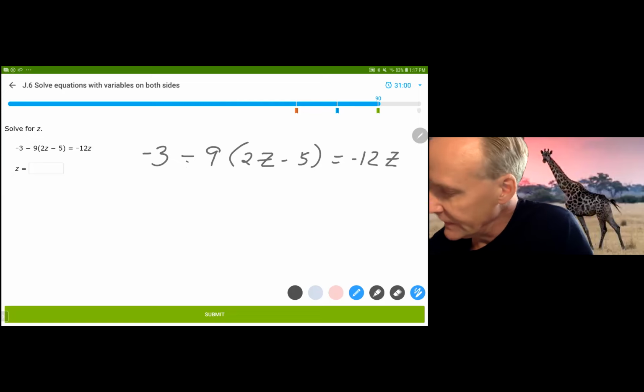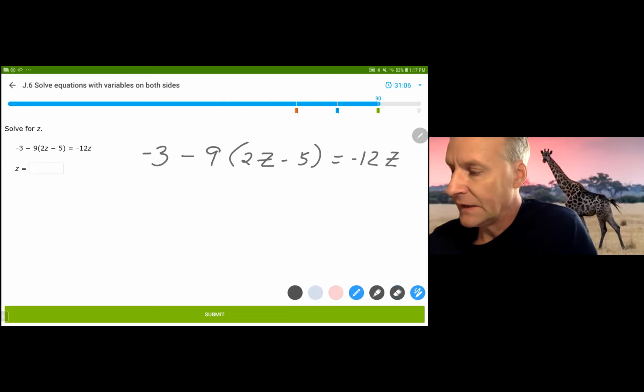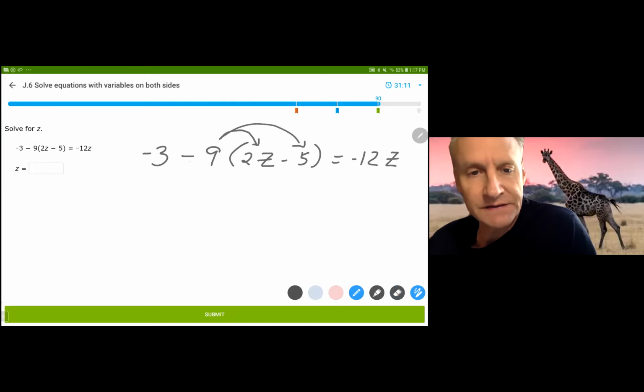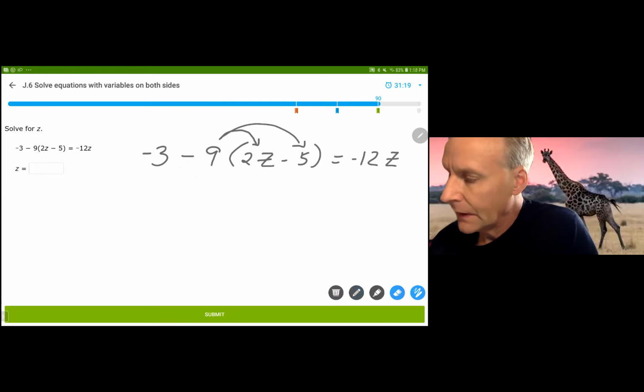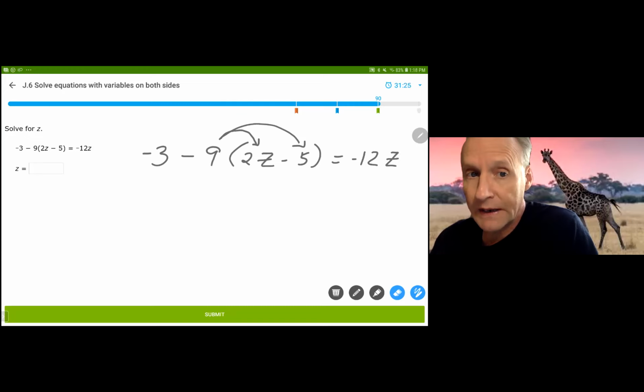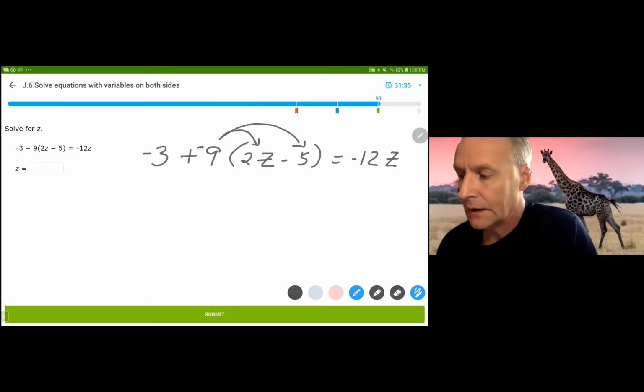A very common mistake for this particular problem is to distribute. Everybody see that that's a positive 9 and that's a subtraction? Right here is a subtraction, right there is a subtraction. And I distribute a positive 9. That is wrong. You will get the wrong answer because this has to mean the same thing as plus a negative 9. You must distribute the negative 9.